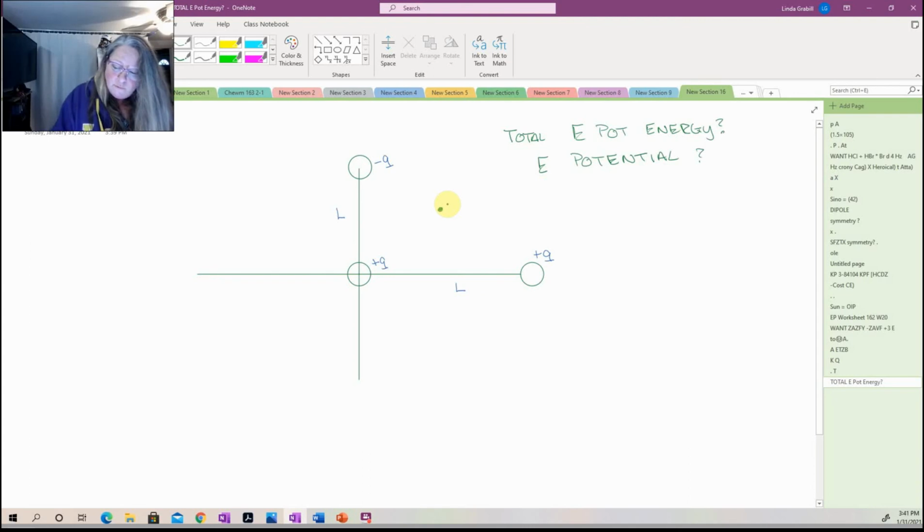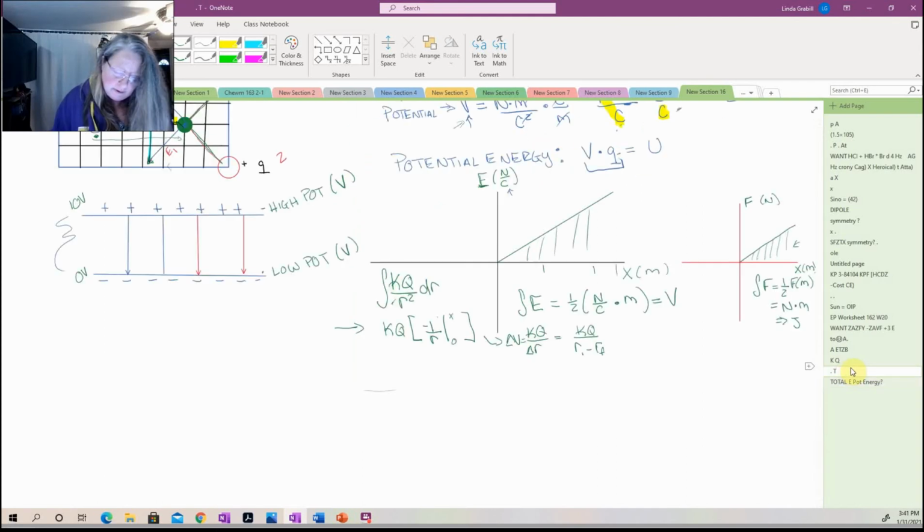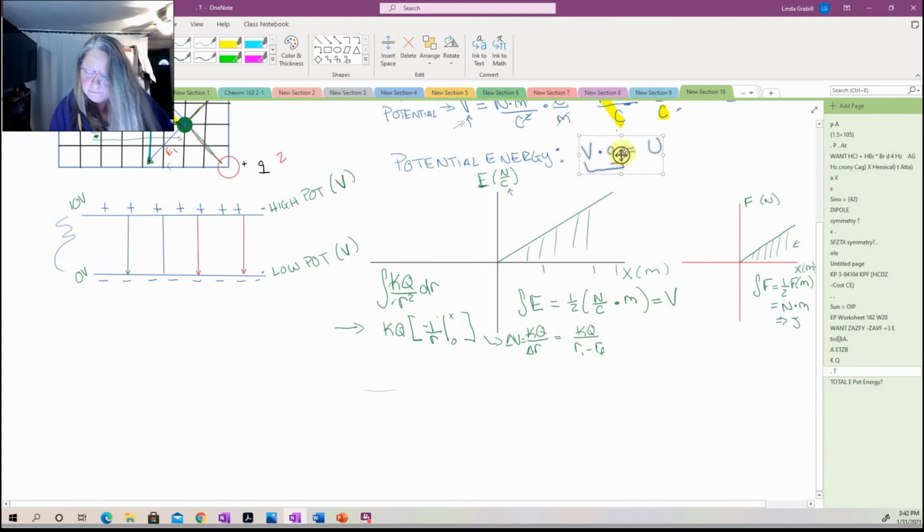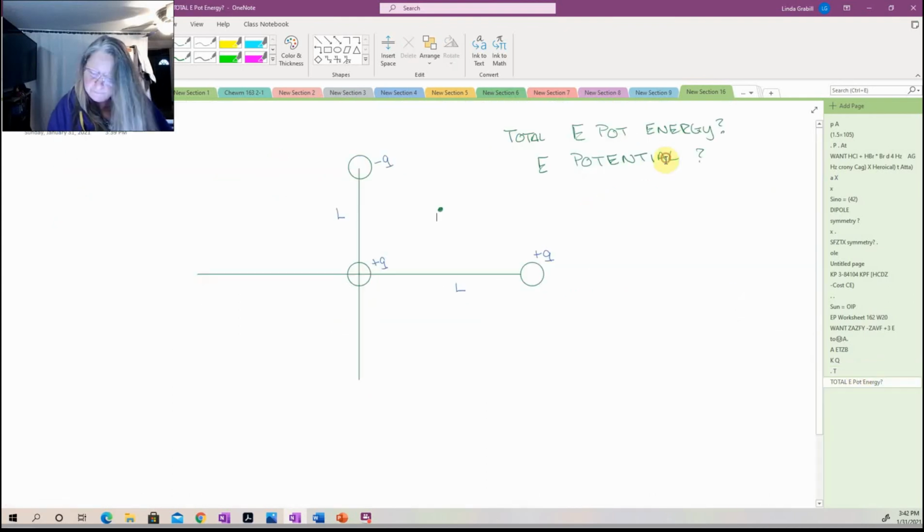For potential energy, what did we have? I think I have it right here. We defined the potential energy as being the potential times Q. Bring that on over. That is our potential energy. There shouldn't be a negative sign there. Just want to make sure that's clear.